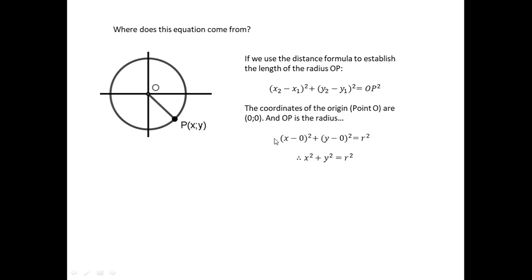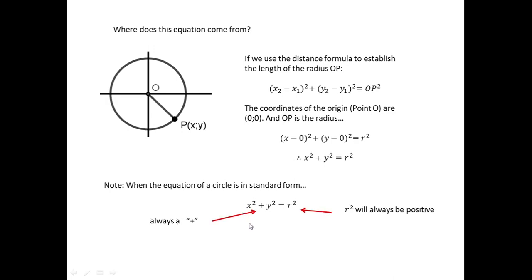So when I simplify this, I end up with x squared plus y squared equals r squared. That, ladies and gentlemen, is where the formula comes from. Something you should know, when the formula for a circle whose center is on the origin is written in standard form, all three of these terms will be positive. That's positive and that's positive. If you come across an equation that is written in standard form where one or more of these terms is negative, then it is not a circle. It is an imposter.